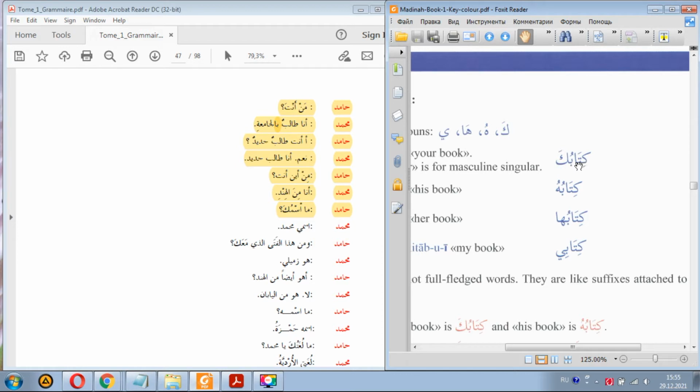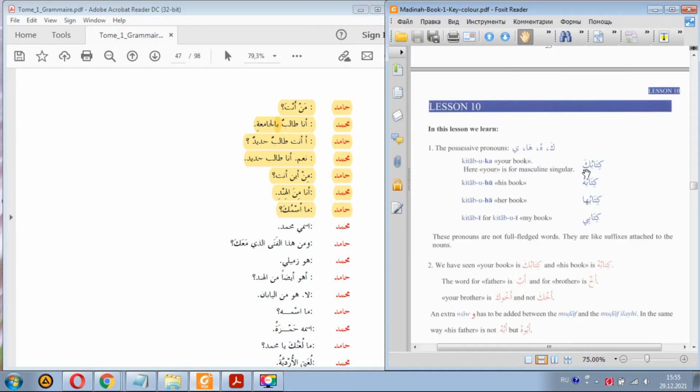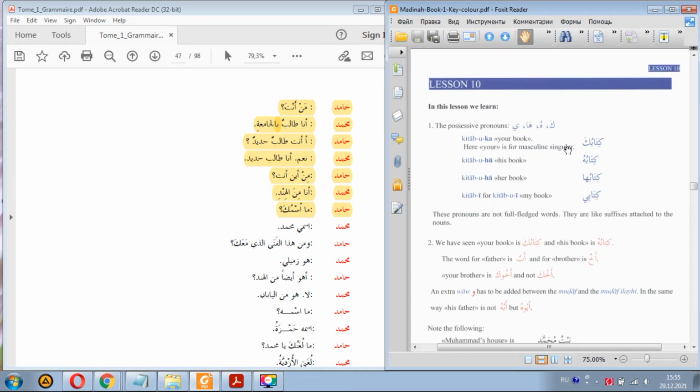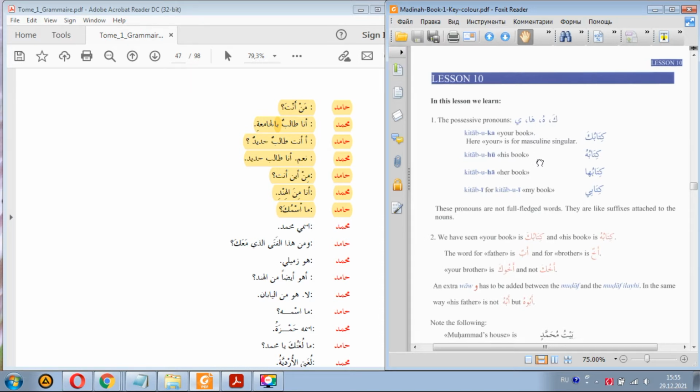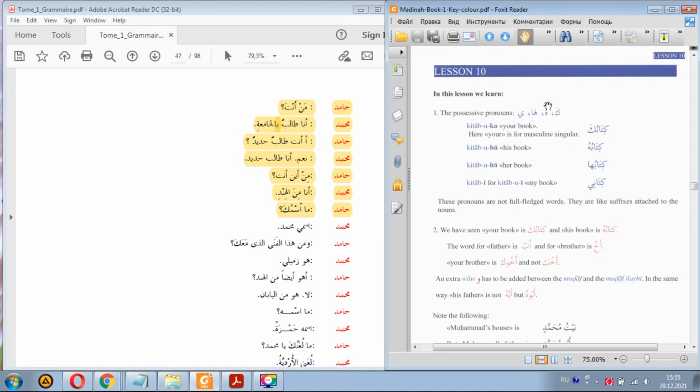And as we said, that mudaf never takes tanween, and neither does it take alif lam. So you see, this tanween just went away because it became mudaf. Kitabuka. You can't say kitabun ka. Kitabun ka, that's a mistake. And as I've said earlier, there are more possessive pronouns. There are only 4 of them here, but you will learn the rest in the future, inshaAllah. So far, it's enough.